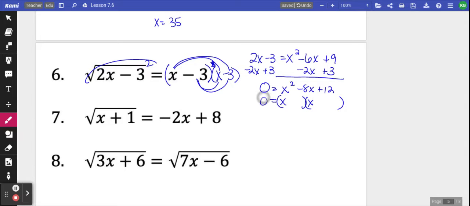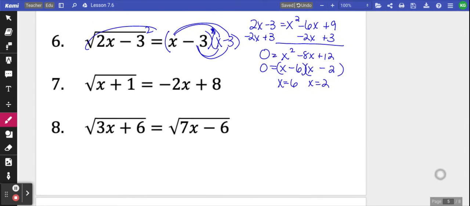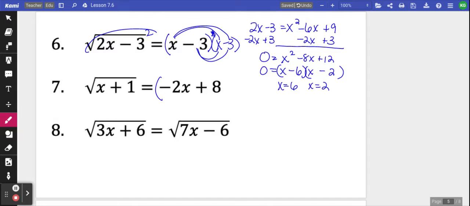I need factors of 12 that add up to 8, which are 6 and 2. Sign chart says both minus. And then what makes these binomials 0 would be a positive 6 and a positive 2. Same concept on this side. We're going to square it, which means to multiply it by itself. Those would cross out, and I'm left with x plus 1 equals 4x squared.